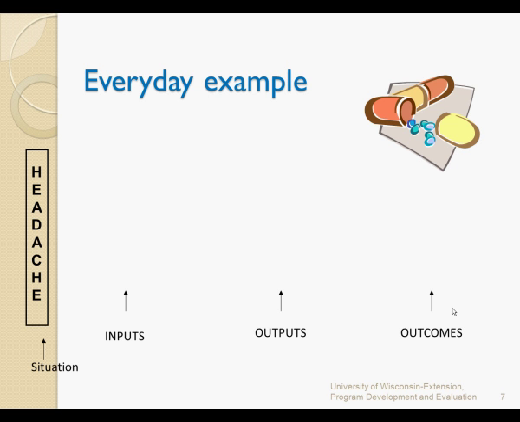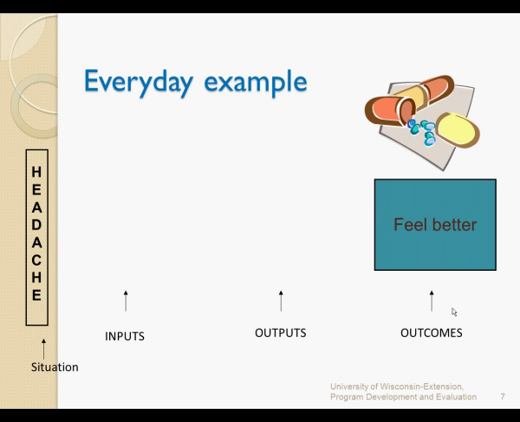So let's take an everyday example. Let's say you have a headache. Now, what is the desired outcome? You have a headache, what do you want? Well, of course, you want to feel better. You want to get rid of your headache. So let's go back. What input do you need? What would you need in order to help you to feel better and to get rid of your headache?